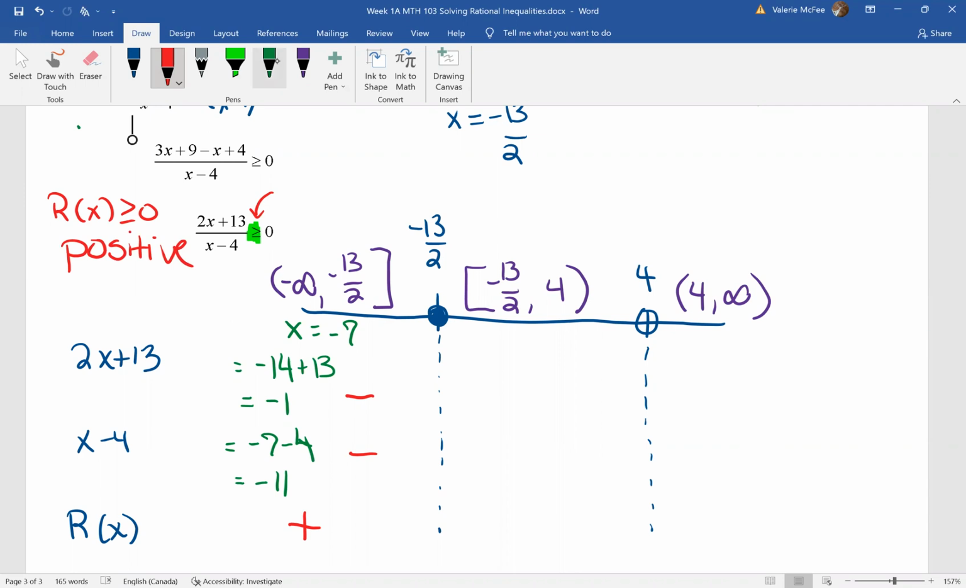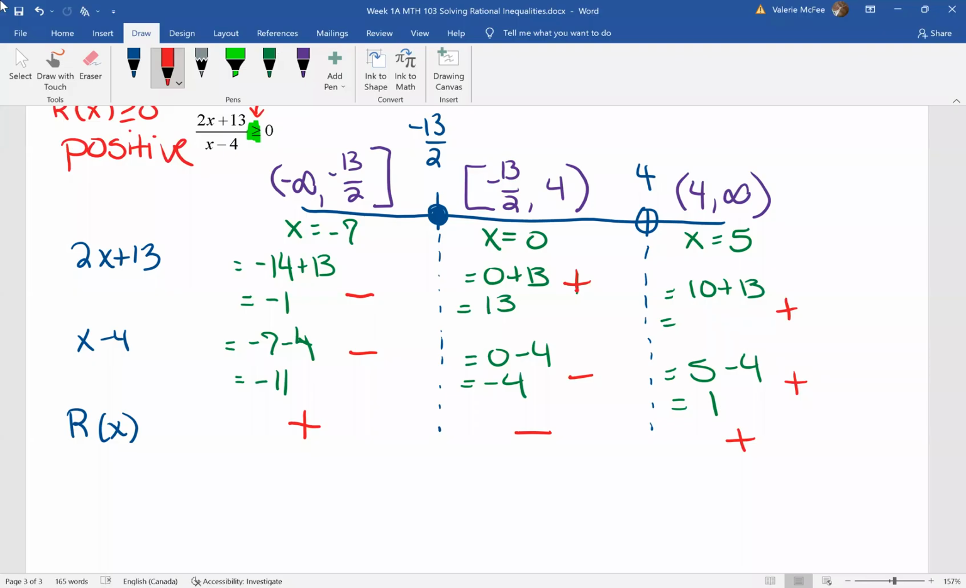I still need to check every interval. Here, I'm going to check x equals 0. So why don't you determine if the second interval is positive or negative, if the third interval is positive or negative. So we found that the second interval is negative because we had a positive divided by a negative. The third interval was positive.